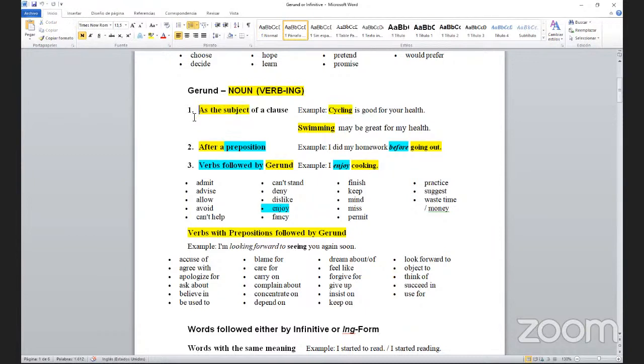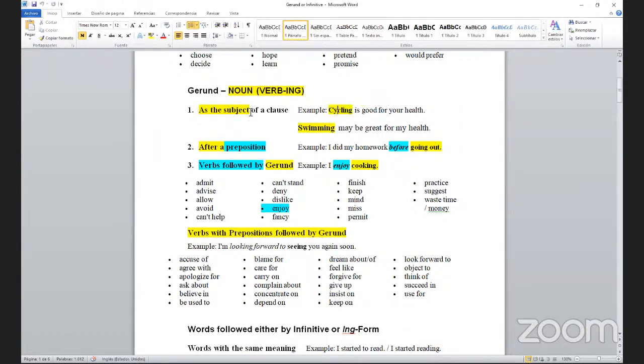The first one is that we use the gerund as the subject of a clause. How do we use it as a subject? When we want to talk about some activity, for example, cycling, this is an activity, this is an action. So it takes the role of the subject, because we are talking about this activity. Cycling is good for your health. What is the main subject here? It's the activity, cycling, right?